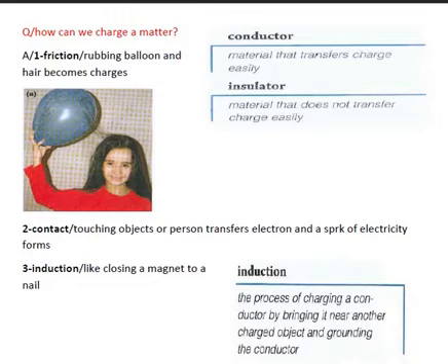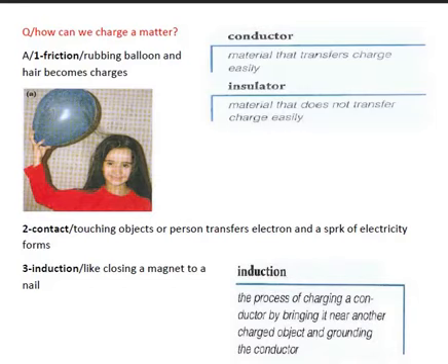Last lesson we talked about types of matter according to electric charge. We said conductors, insulators, semiconductors, and superconductors. Now let's get to a question, as it says here. How can we charge a matter? So how can we give electrons to a matter? We have three ways in general.